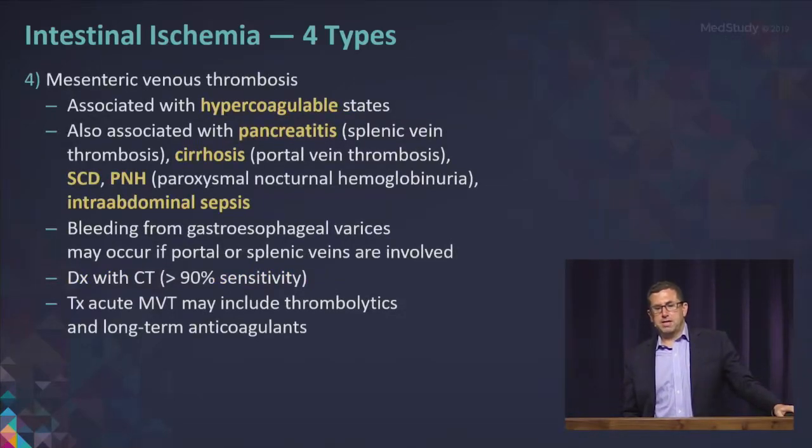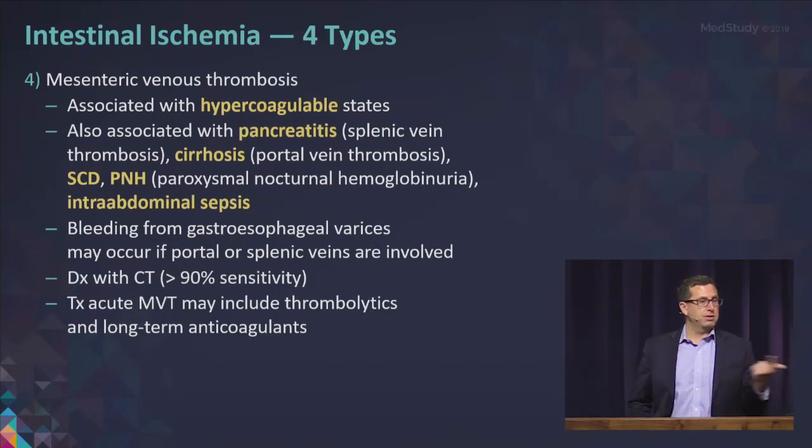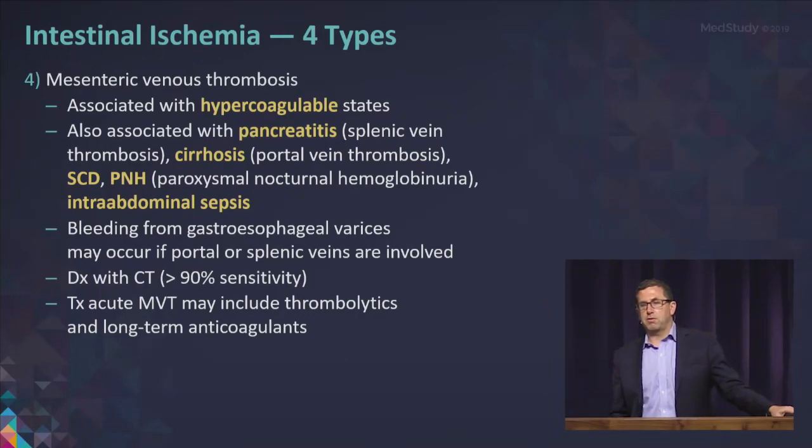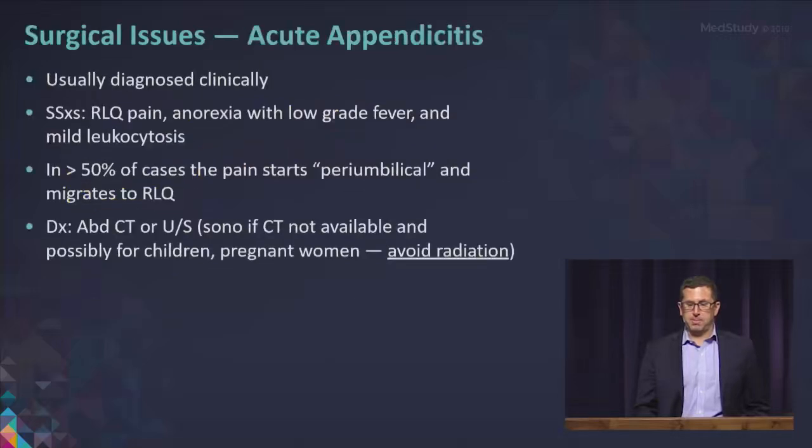The fourth type of intestinal ischemia is mesenteric venous thrombosis. This is associated with hypercoagulable states. For example, pancreatitis, which could lead to splenic vein thrombosis, cirrhosis, which could lead to portal vein thrombosis, and a variety of other conditions associated with thrombotic conditions. If you get splenic or portal vein thrombosis, that could lead to variceal bleeding. Generally, you're going to diagnose this with a CT scan with contrast, and you'll be able to see clots in the mesenteric veins. Sometimes you could treat in the acute setting with thrombolytics, but generally you'll need to have those patients on long-term anticoagulation.